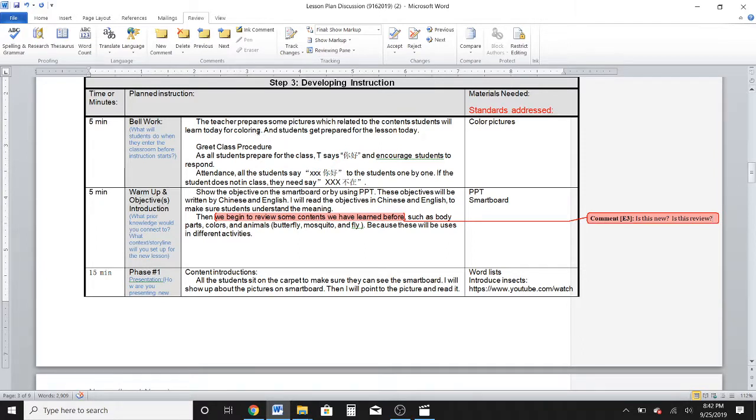It's also having them color, which is not a developmentally appropriate activity for second graders. Not developmentally appropriate and is not a good use of time. Coloring is not a good use of academic time. You get them for 50 minutes.